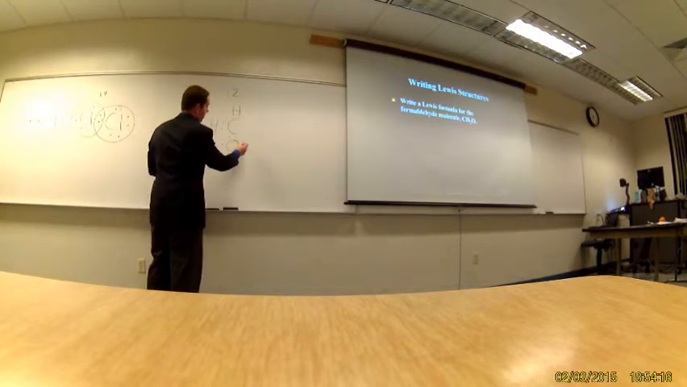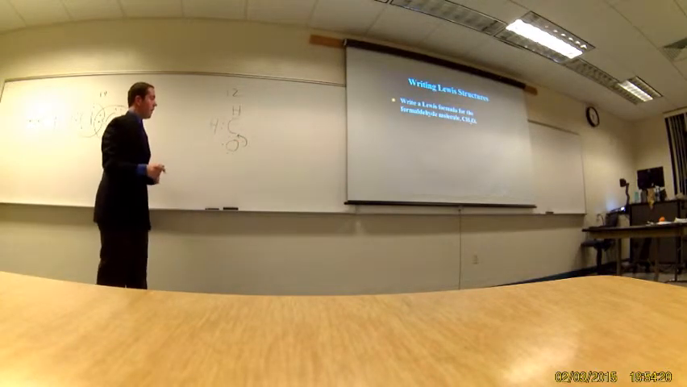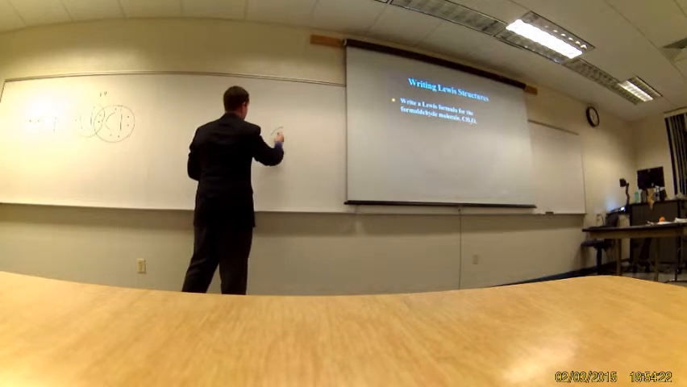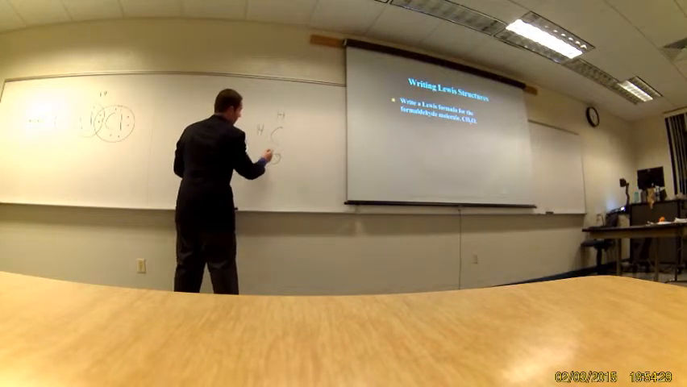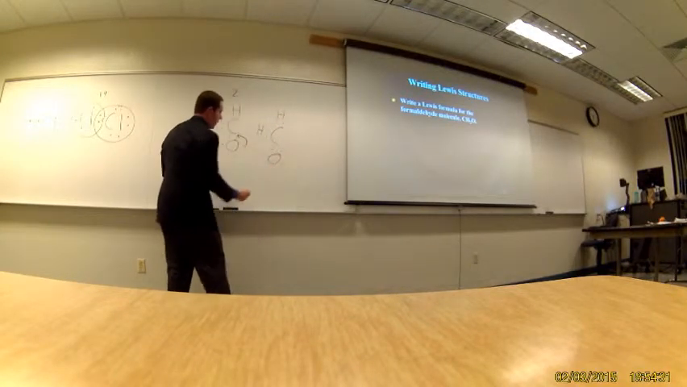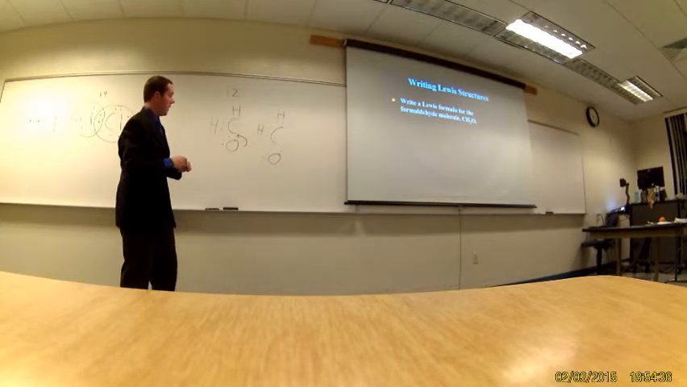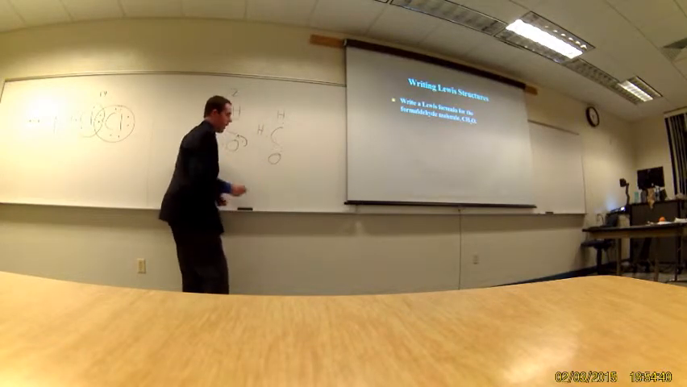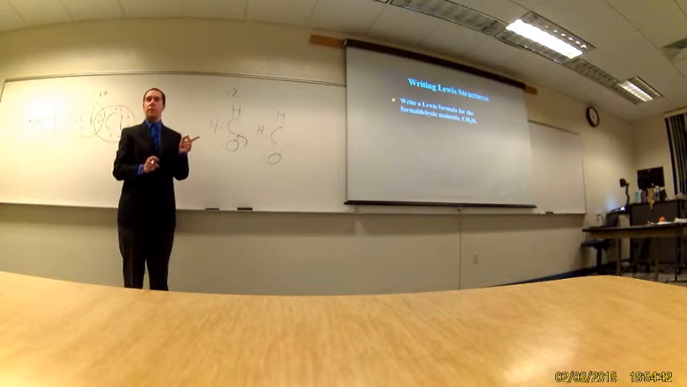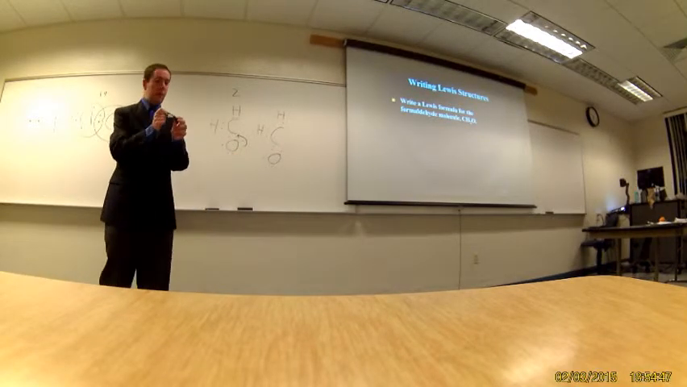I can pull, it doesn't matter where I draw the arrow from. I can pull 1 pair up to there, which gives me carbon, hydrogen, oxygen, 1, 2, 3, 4, with a double bond here. And now I have it like that. If you drew it like that, I wouldn't care. Just don't split up a pair. Don't put one here, one there. Keep the pair together.